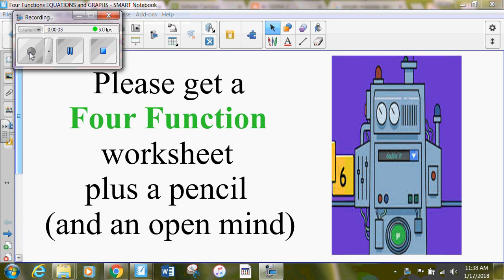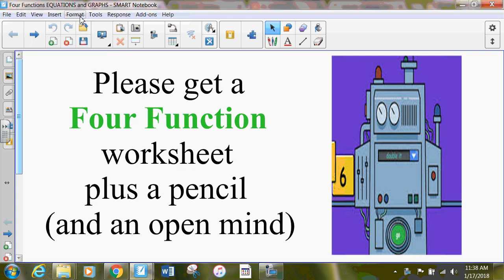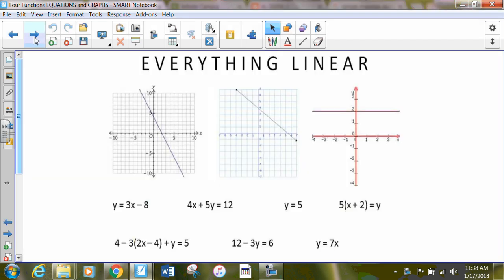Okay, here we go. Welcome to our four-function note time. So four-function, what does that mean? We've been looking at linears, right? We've been looking at lines and linear equations for the majority of our time together in algebra so far. And we've noticed some things.